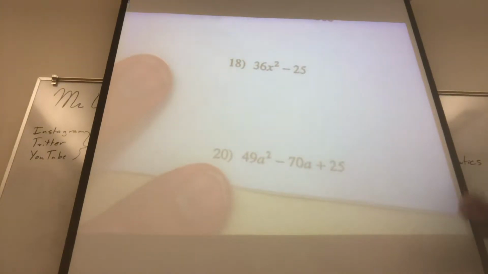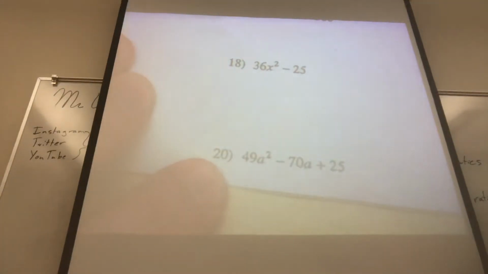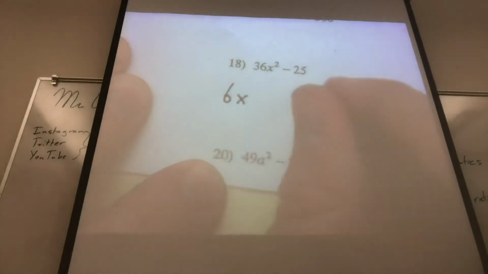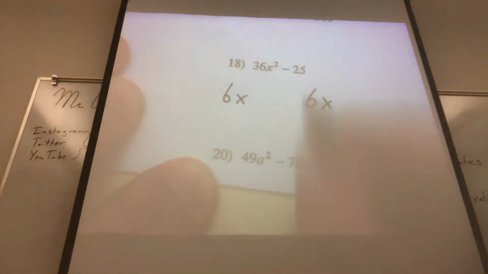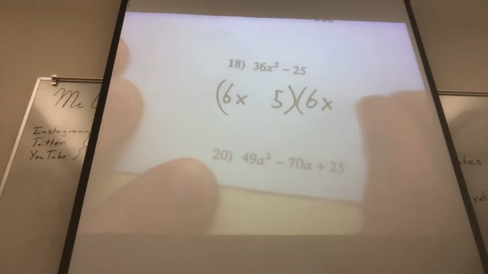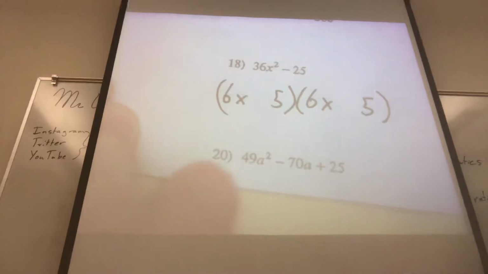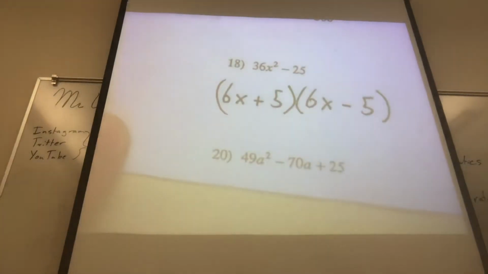difference of squares. So we're looking at square roots here. What's the square root of 36? That's going to be 6. The square root of x squared is x. What's the square root of 25? Square root of 25 is going to be 5. We have 6x and we have 5. The fact that we don't have anything in the middle means it's going to be opposites. One of them is plus, the other one is minus.